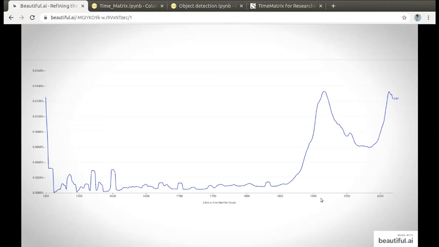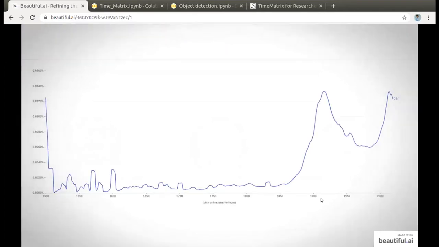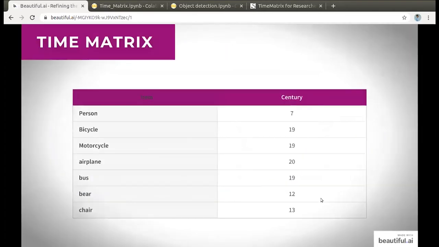As you can see, we chose the Merriam-Webster dictionary for it. What is the time matrix exactly? There is a kind of confusion in our team because we call the approach the time matrix, but we don't have the time matrix exactly. It's the simplest implementation of a time matrix.